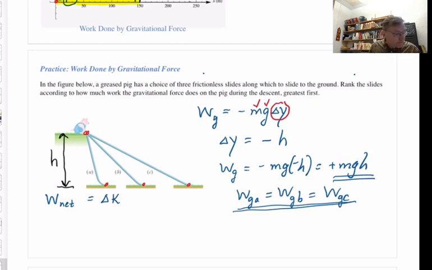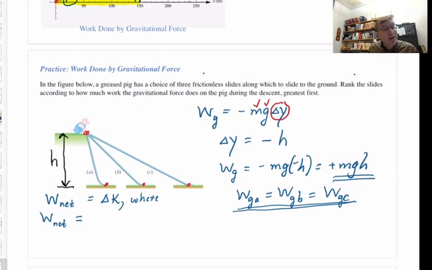All right. Now, let's write down what we can about W net. You got to start from that, and that means the net work done on the pig by all forces acting on the pig.